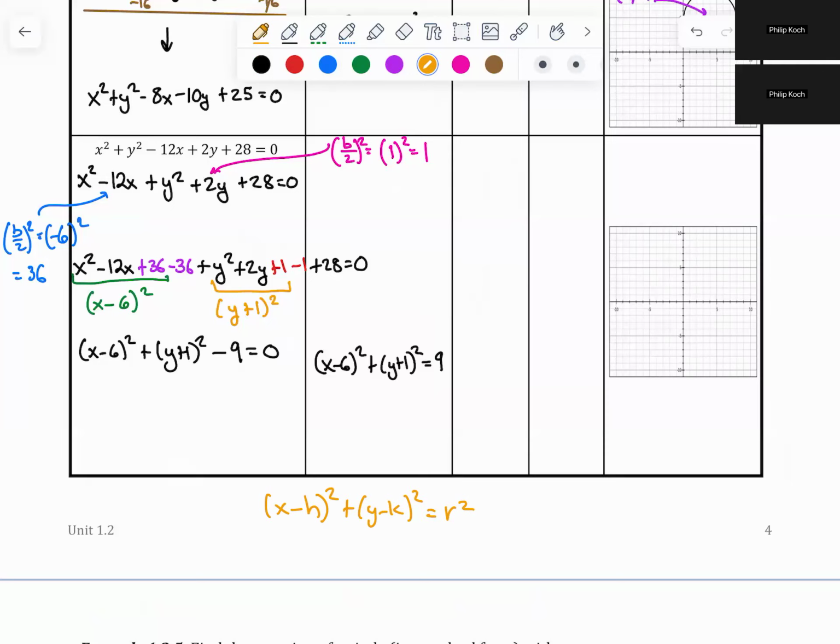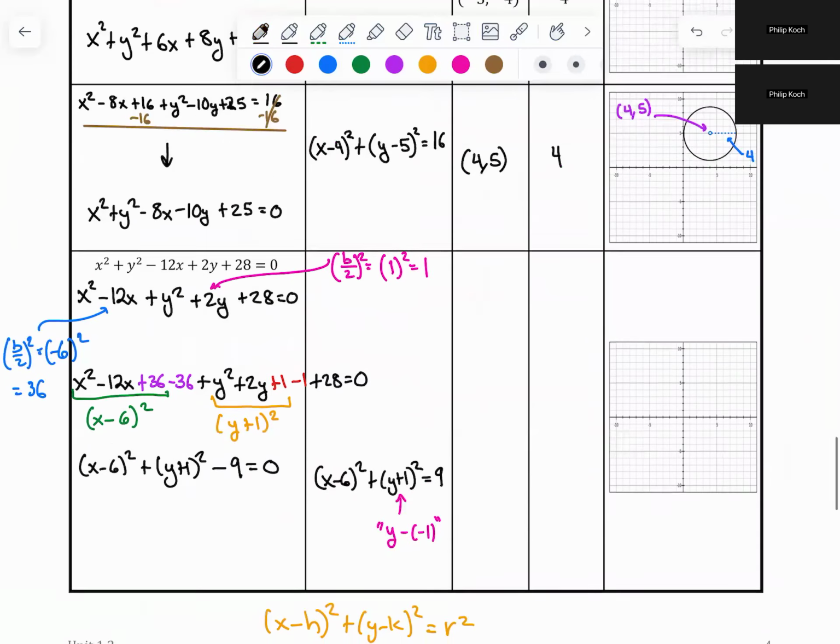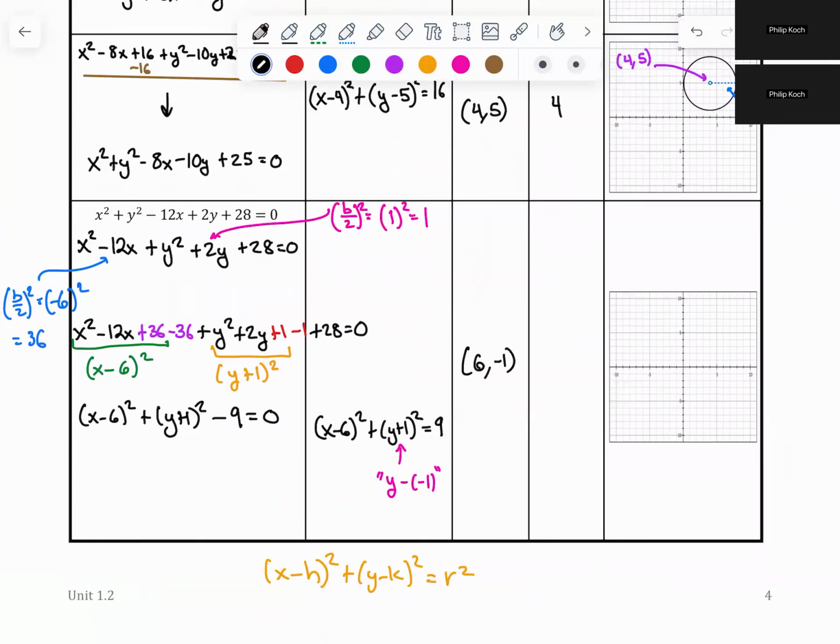So it's 6, -6. And unfortunately, close but not correct. 6, -1, because remember, it's x minus h. So the x minus 6 is already in the right format, but the y is not in the right format because it's not y minus. So we just make this into y minus -1 to get into the right format. So the center should be 6, -1. And the radius squared is 9, which means that the actual radius is 3.